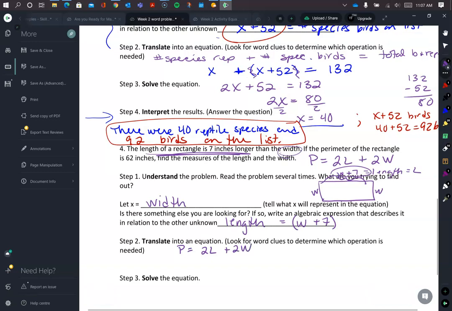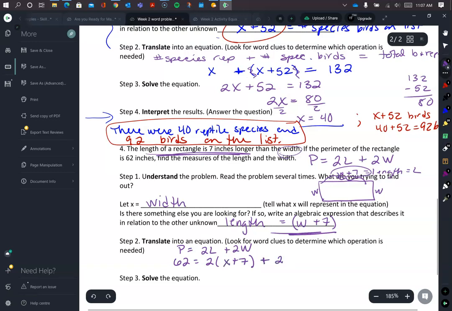Now the perimeter is 62, twice the length, remember length is this, W plus 7. Okay, but W is X, so I'm going to go ahead and put X. But again, you could just leave it as W if you want. And then twice the width, which is X in this case. Now I'm going to go ahead and distribute and just do the math. 62 equals 2X plus 14 plus 2X.